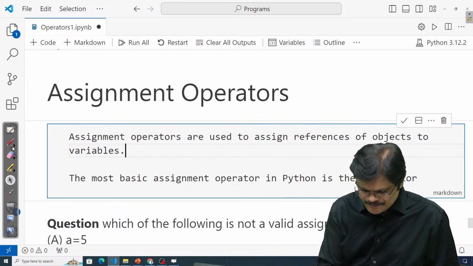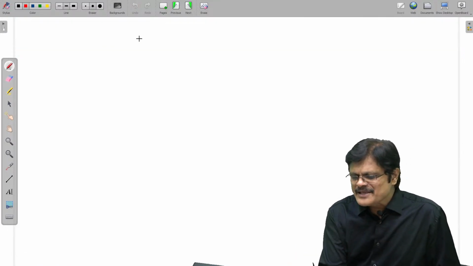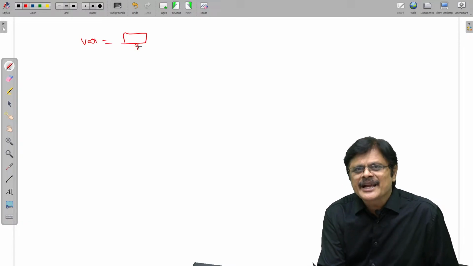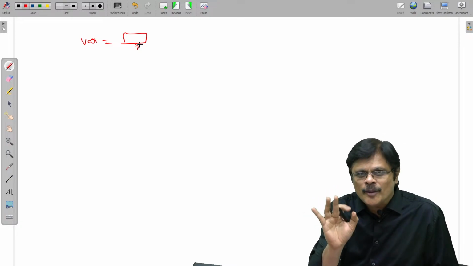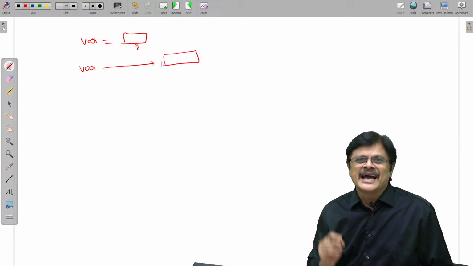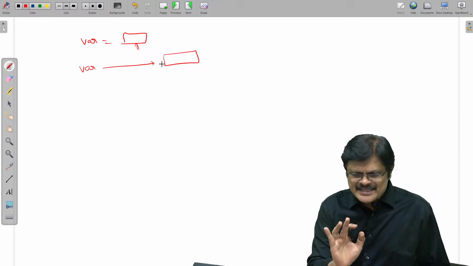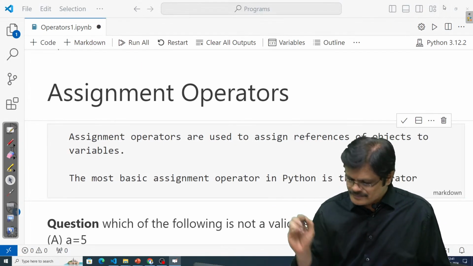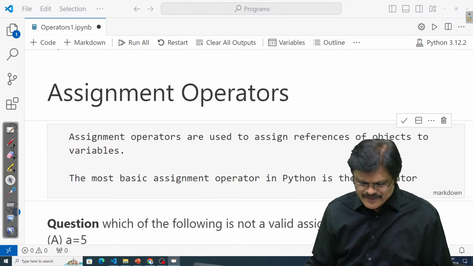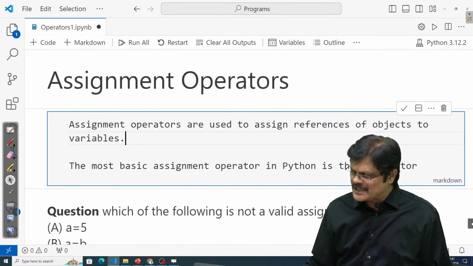So what actually happens here is, when you say variable is equal to something, this can be an object or a literal. Literals are also objects here. The variable gets the reference of this particular object. Assignment gives the reference of the object to that particular variable. That is exactly what happens. The most basic assignment operator in Python is the equal to operator. But we also have compound assignment operators.